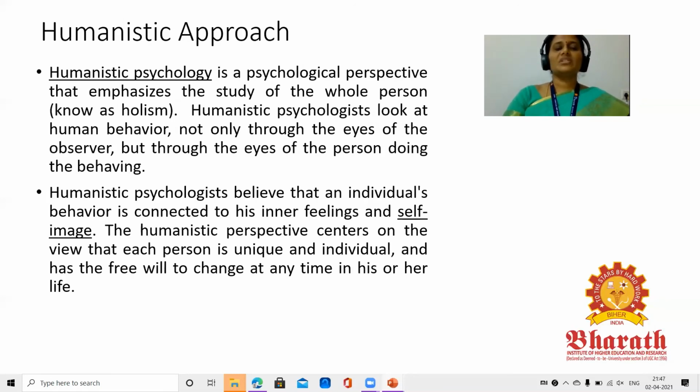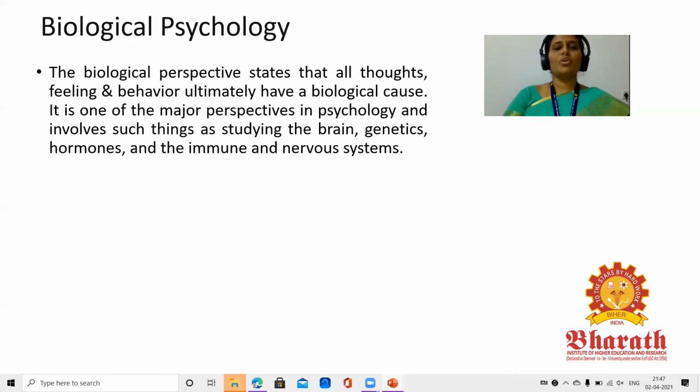So we have seen the different perspectives of psychology, that is the psychodynamic approach, biological approach, humanistic approach, and cognitive approach. All these perspectives have a certain kind of influence on human behaviors, their thought processes, and feelings. Okay, that's all for today's discussion.